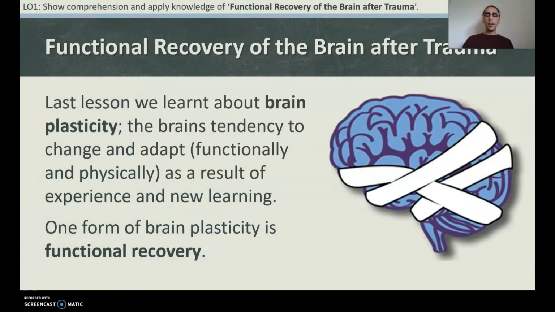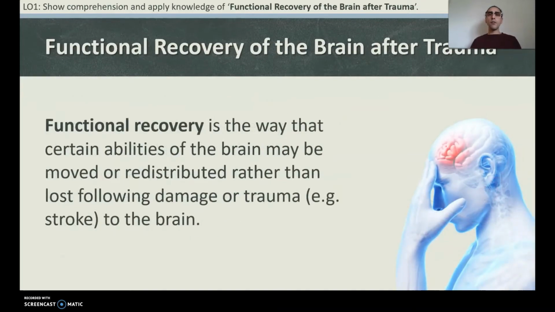Last lesson, we learned about brain plasticity: the brain's tendency to change and adapt functionally and physically as a result of experience and new learning. One form of brain plasticity is functional recovery, right? It's recovering functions. Functional recovery is the way that certain abilities of the brain may be moved or redistributed rather than lost following damage or trauma, e.g., like a stroke to the brain.